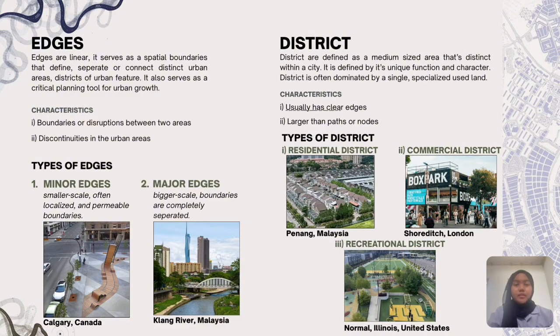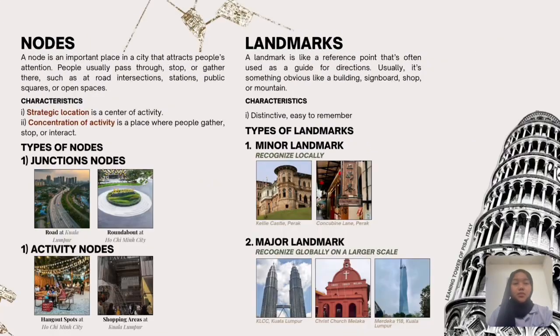Districts are defined as a medium-sized area based on its unique function and character, which usually has clear edges and is larger than paths or nodes. There are three types of district, which are residential, commercial, and recreational district. As you can see, residential district at Penang, Malaysia, commercial district at Shoreditch, London, and recreational district at Normal, Illinois, United States.